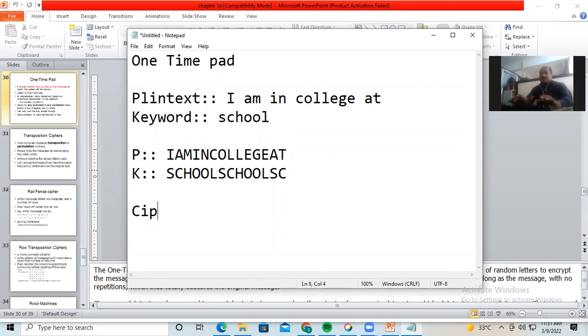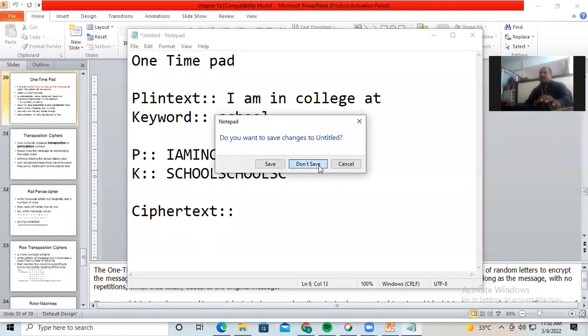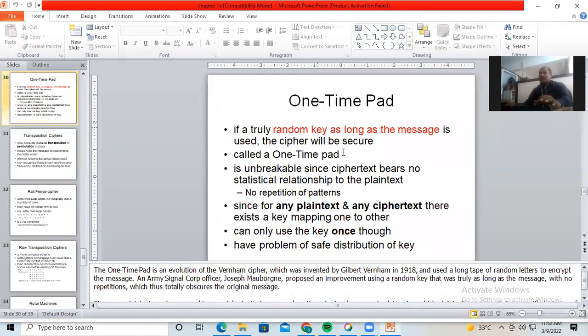So that you will be getting the ciphertext here. So how are we going to calculate the ciphertext? By using this P and K combination, we are going to get the ciphertext characters here. So this is called the one-time pad here. Okay. So this is the meaning of the one-time pad.